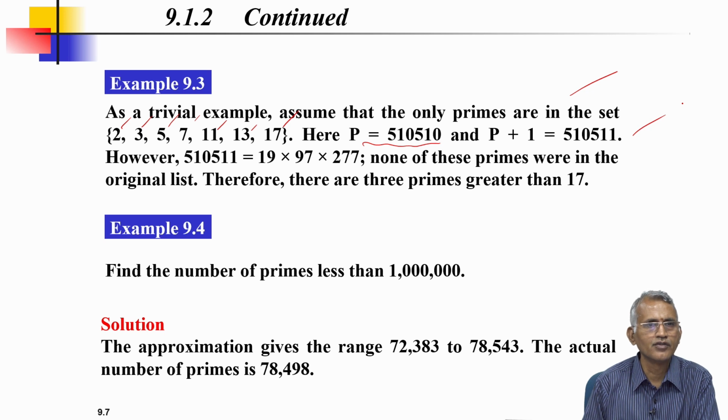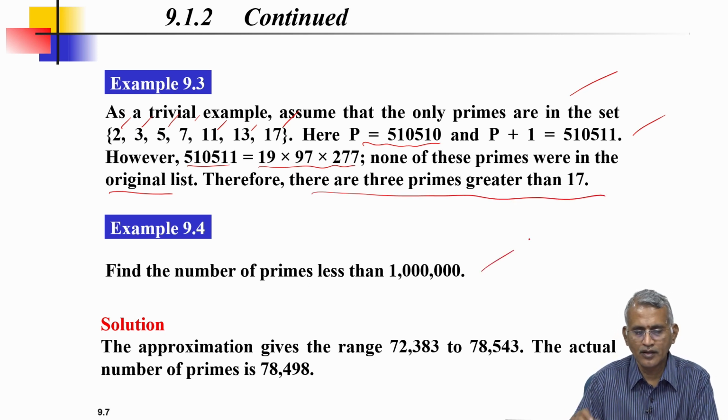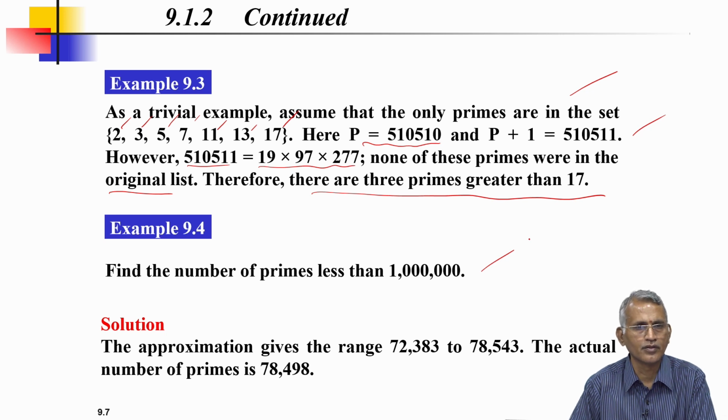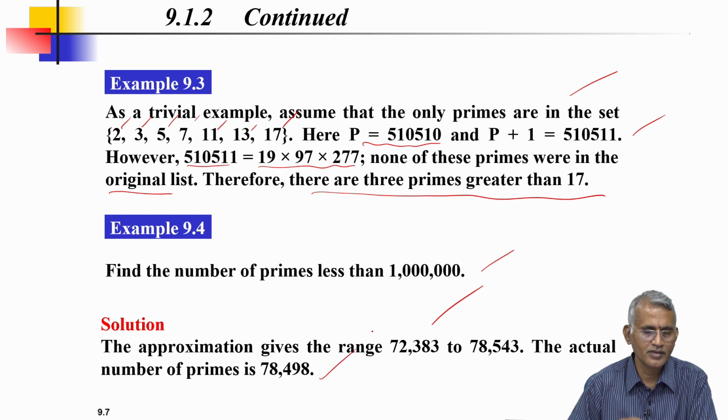However, 510511 is a product of the numbers 19 into 97 into 277. You see, none of these primes were in the original list. Therefore, there are 3 primes greater than 17. Find the number of primes less than 1,000,000. The solution: the approximation gives the range of 72,383 to 78,543. The actual number of primes is 78,498.